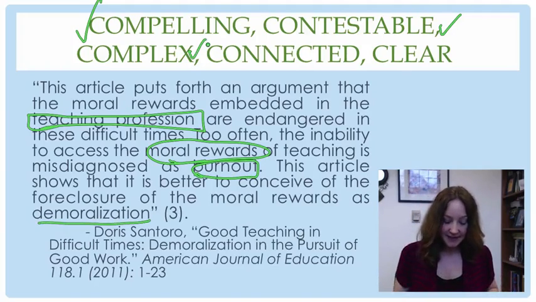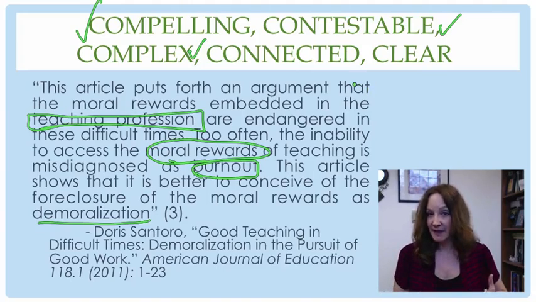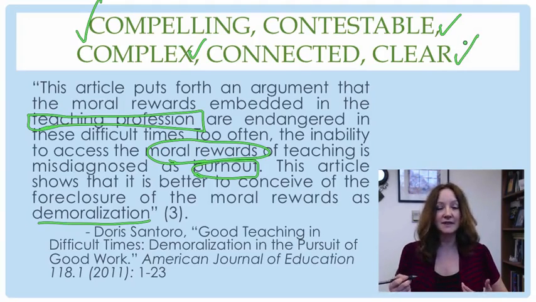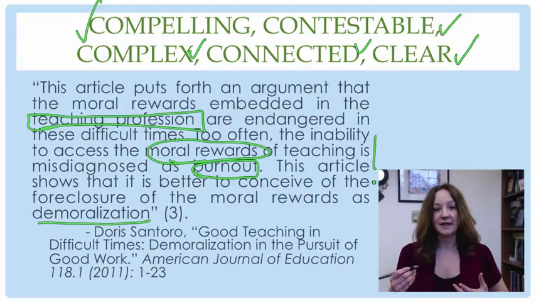It is complex. I needed to read this several times in order to get the full weight of her argument, and that goes to the clarity too. So I think it ultimately is clear and it ultimately is complex. Again, it doesn't mean that it's simple. It just means that ultimately you can keep reading. If you keep persisting enough, you'll get it. And then it's connected. It's connected to, as I said, an ongoing debate. Too often, the inability to access the moral rewards of teaching is misdiagnosed as burnout. So she's participating in this ongoing dialogue.